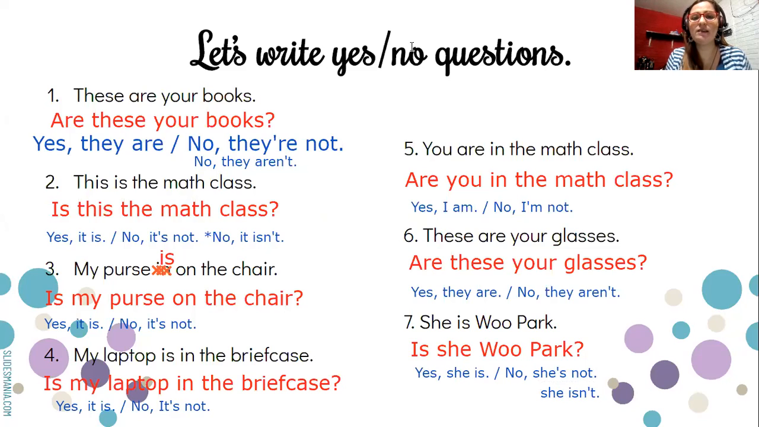Acuérdense que es reinforcement. Vamos a ir reforzando, pero necesito que si tienen dudas me las hagan saber. Questions? Tengo duda en la 5, porque le pusimos yes, I am. Porque si yo le pregunto a usted, are you in the English class? ¿Qué me va a responder? Yes, I am. Es una pregunta directa. Entonces no puede ser de otra manera. A no ser que yo estuviera preguntando en grupo, are you in the English class? Yes, we are. Puede ser yes, I am o yes, we are.